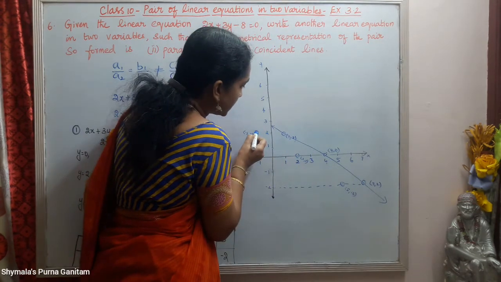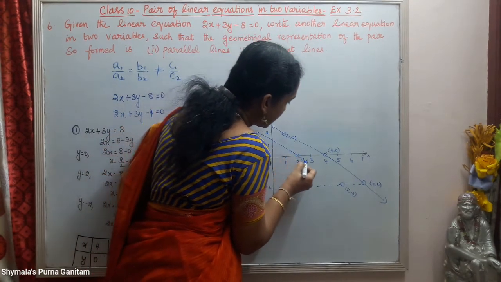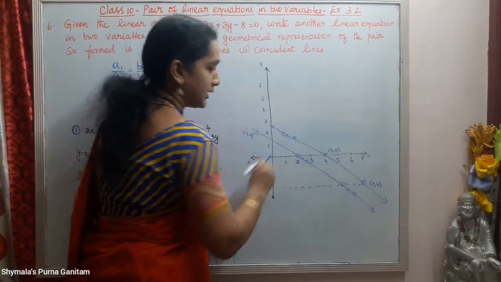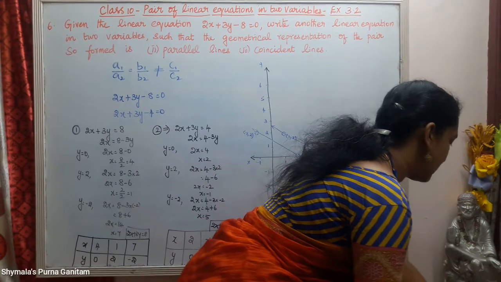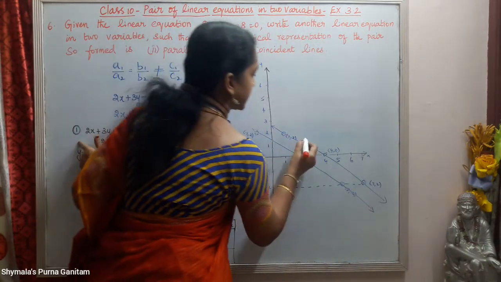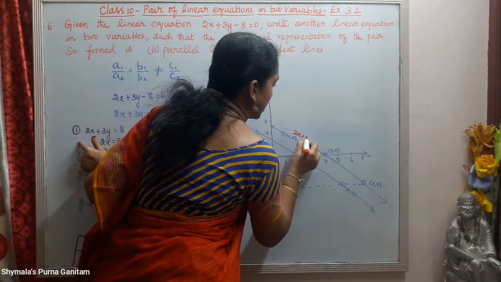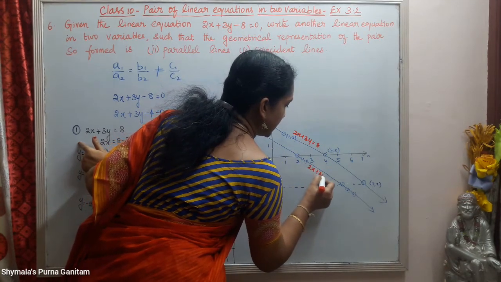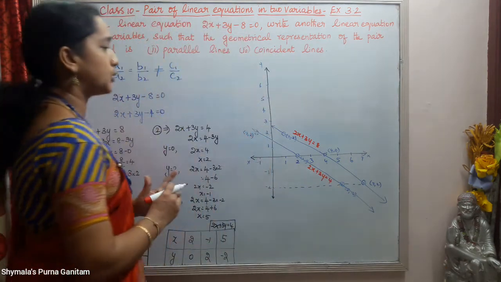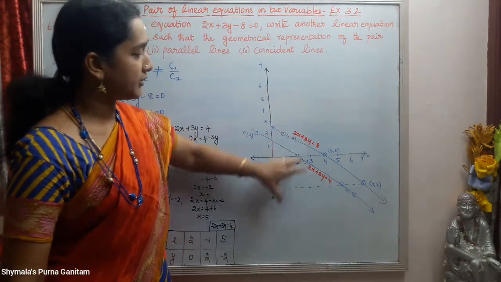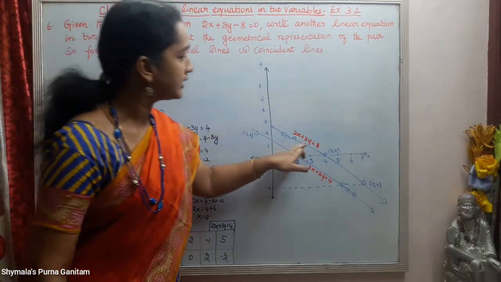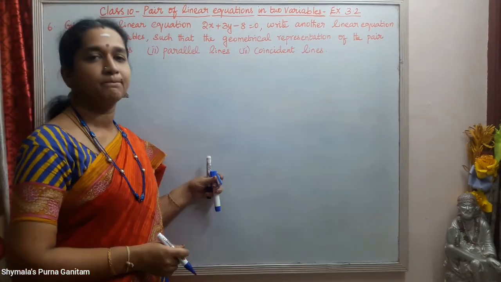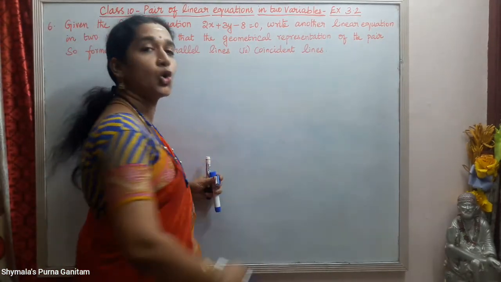So when I join this, I will get a parallel line to the previous line. So this line is 2x plus 3y is equal to 8, and the second line is 2x plus 3y is equal to 4. So we have represented the given lines with the given condition, so that I will get a parallel line for the given condition. Okay.